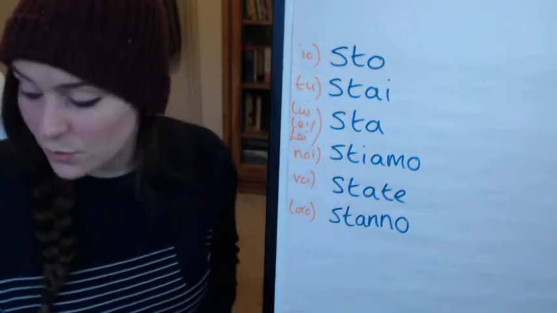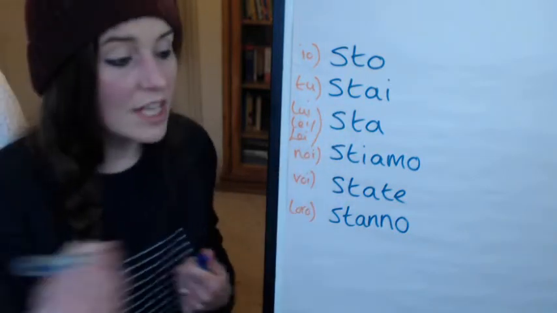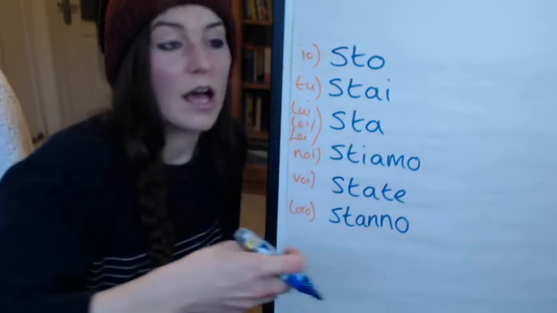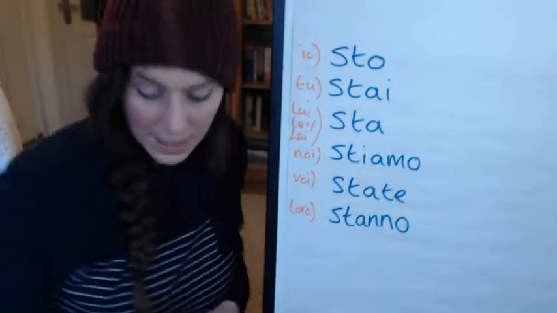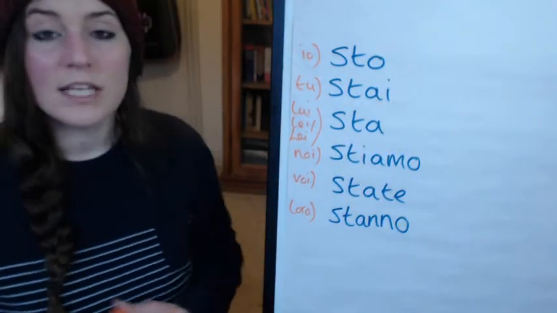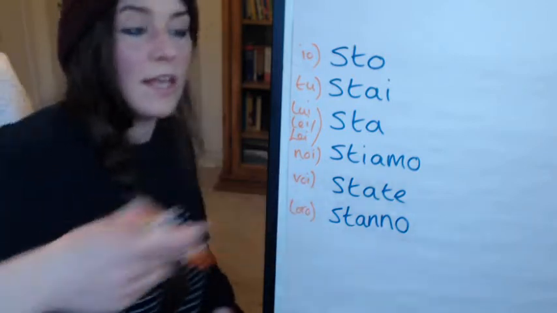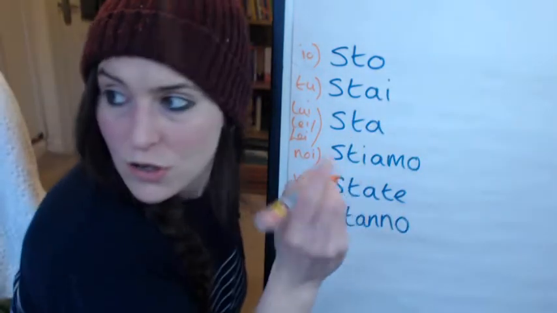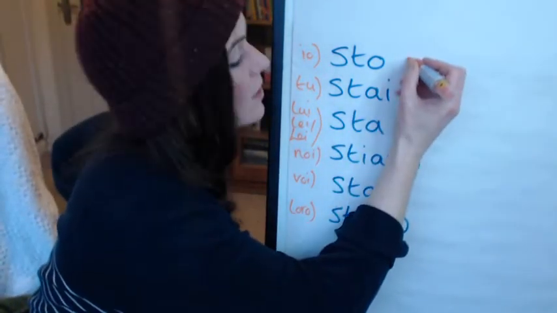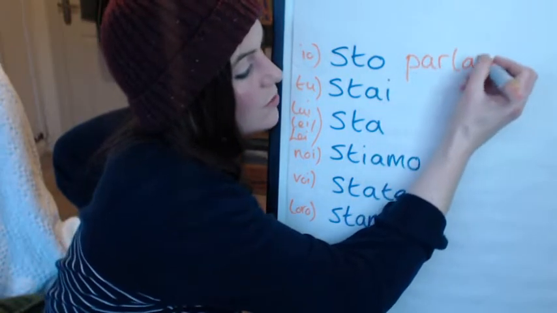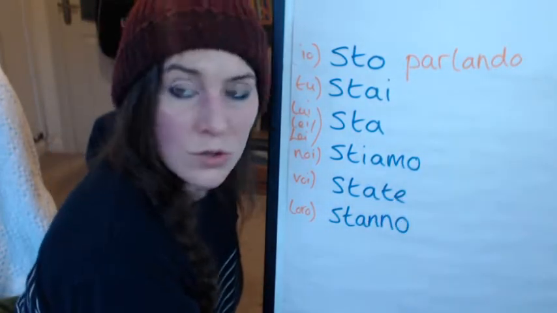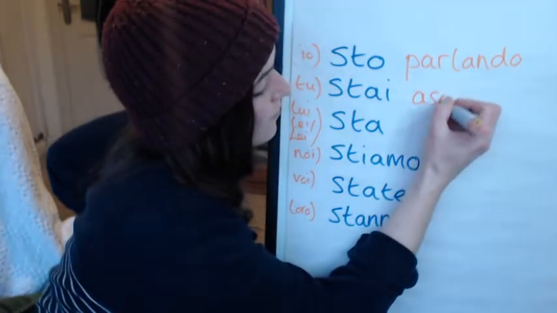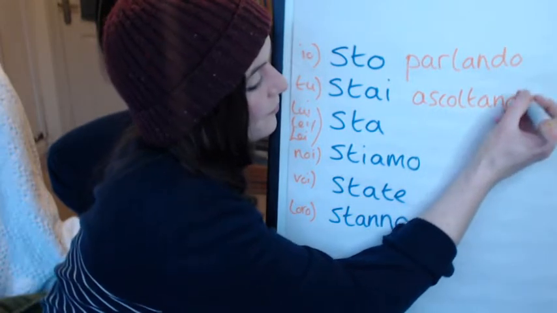So this verb stare, when you follow it with a gerund form, translates as I am, for example, eating, I am reading, sto mangiando, che cosa stai facendo, what are you doing, like at the moment, right now, as we're talking, sto scrivendo, no, sto parlando. Let's start off with a nice ARE verb, sto parlando. Tu stai ascoltando.